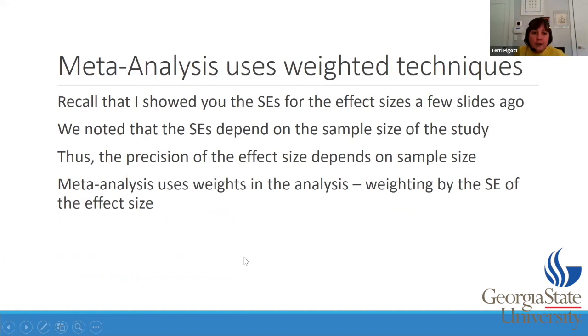The only other thing I wanted to talk about is that meta-analysis differs a little bit from typical statistical analysis in that it uses weighted techniques. Recall that I showed you the standard errors of the effect size a few slides ago, and we noted for both of the effect sizes I just showed you, the standardized mean difference and the correlation, both had standard errors that depended on the sample size of the study. So the precision of that effect size depends on the sample size of the study. And so meta-analysis uses weighted analysis. All the statistical analyses we do in meta-analysis weight by the standard error of the effect size, because we believe that bigger studies have more precise estimates of the effect size that we're interested in.